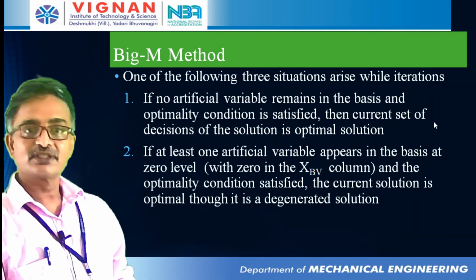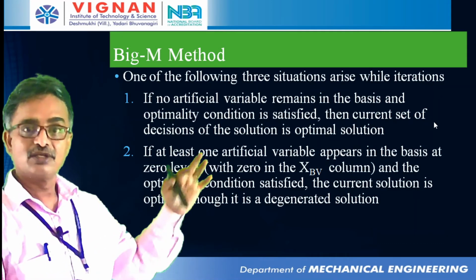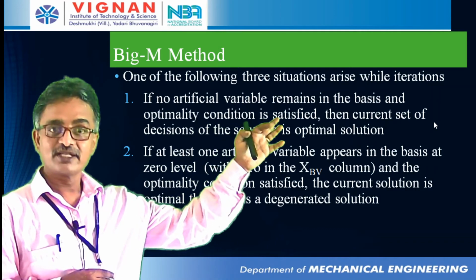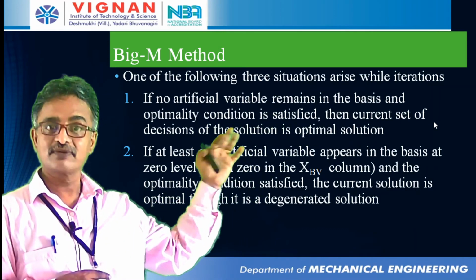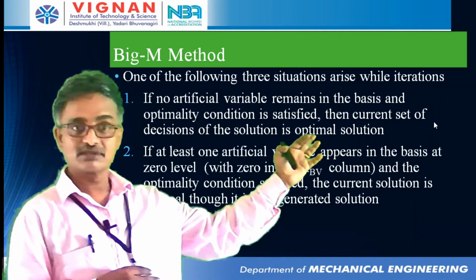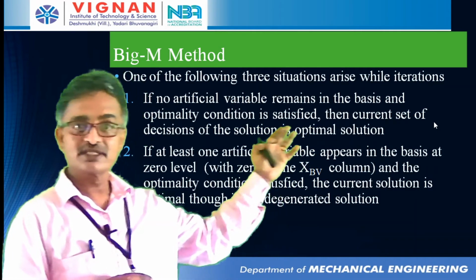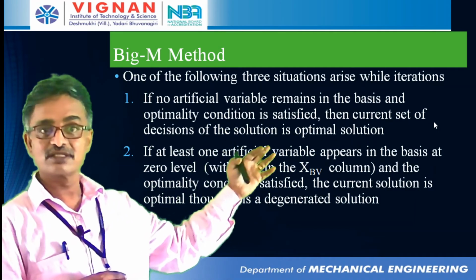One of the following three situations arises as we go through the iterations. First, no artificial variable remains in the basis. That indicates the optimality condition is satisfied, that is, the index row is positive, and that particular set of decision variables is your optimum solution.